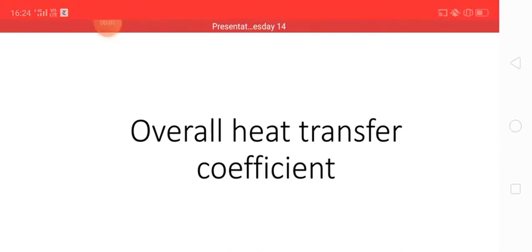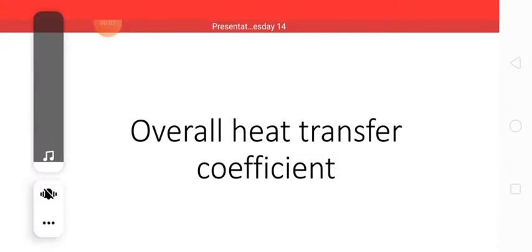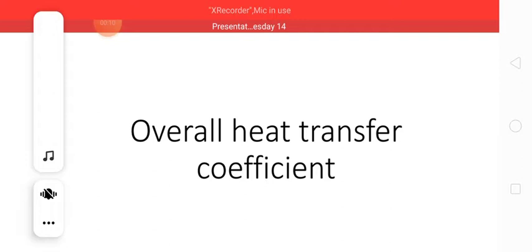Good afternoon, students. In this lecture, I will discuss the overall heat transfer coefficient. What is the meaning of overall heat transfer coefficient?